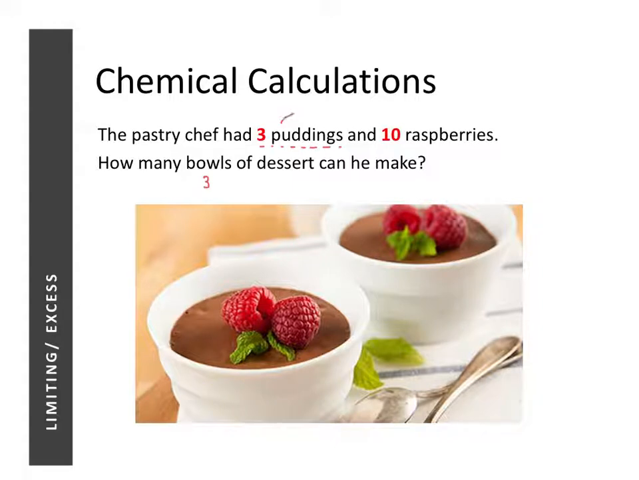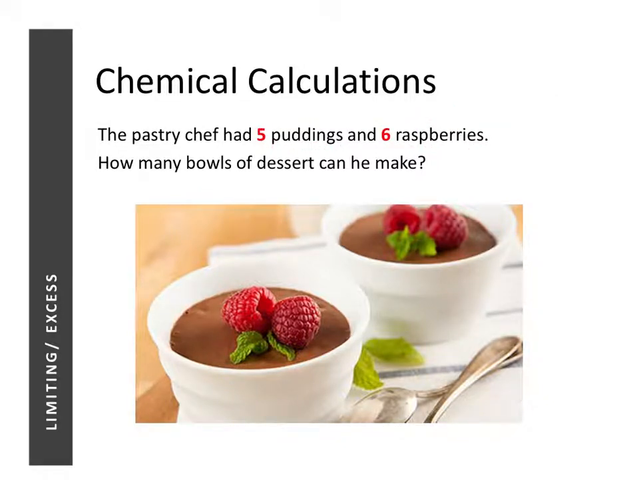So now the pudding is your limiting reagent. And we have too many raspberries, because each pudding only requires 2. So 3 puddings will require 6, and we have 4 raspberries remaining. So raspberries is your excess reagent. We have too much of it.